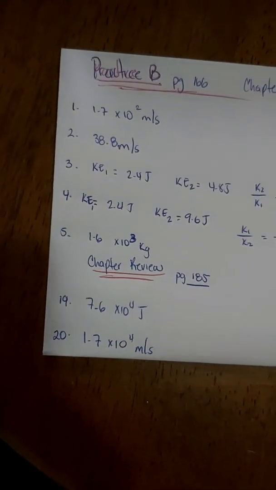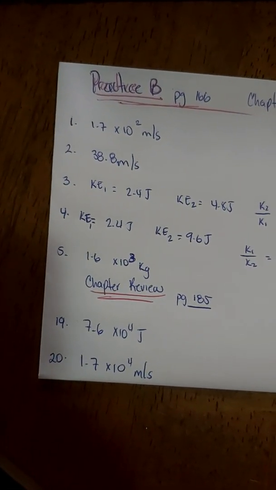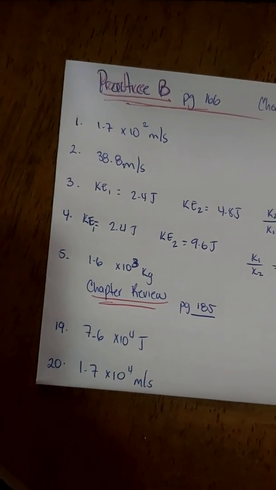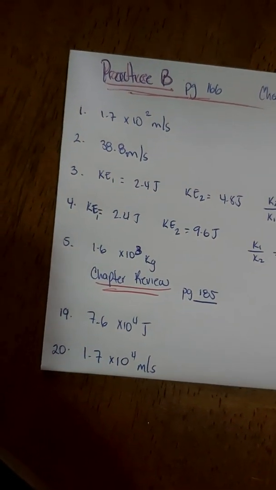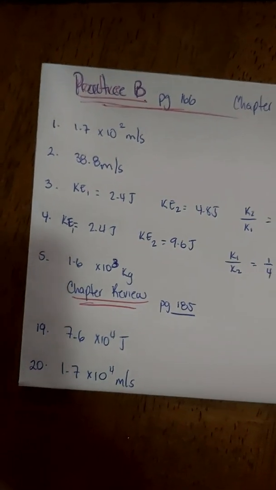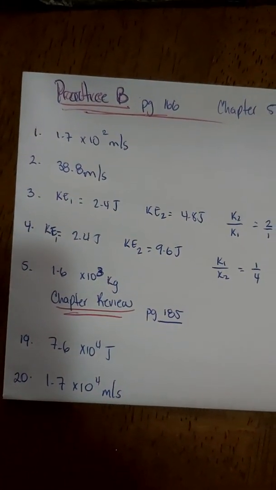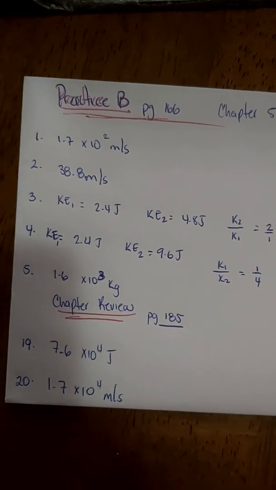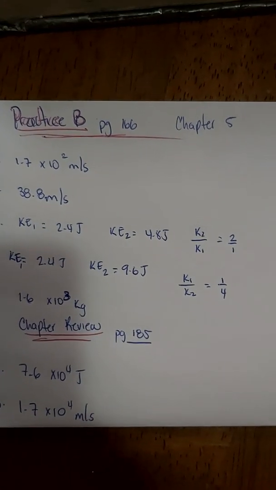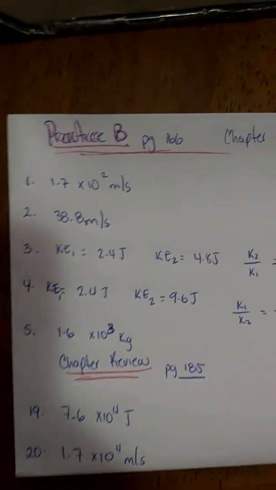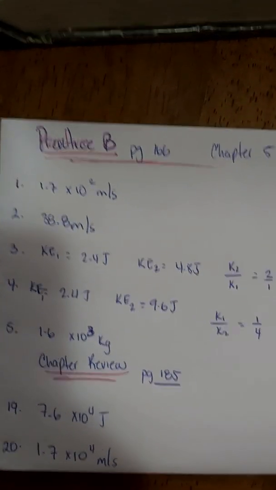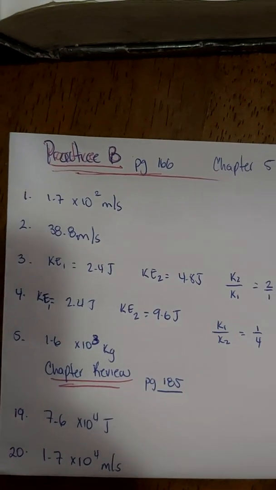And for the chapter review, we have problems number 19 and number 20. Number 19, the kinetic energy will be equal to 7.6 times 10 to the fourth joules. And number 20, the speed will be equal to 1.7 times 10 to the fourth meters per second. Okay, all of these problems, you're going to be using the three formulas that we did at the beginning of the video. So this is your first assignment. Now, let's look at practice C.